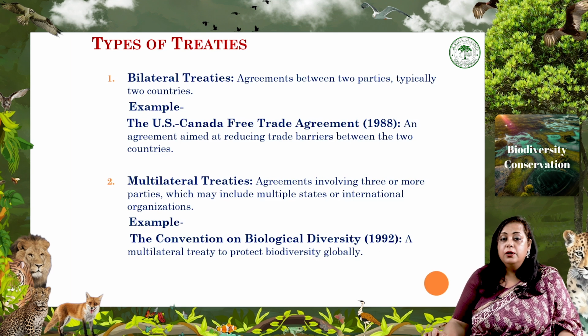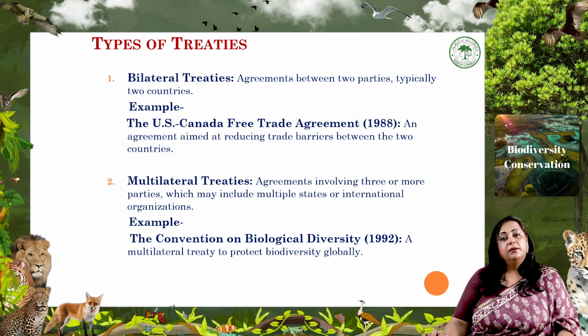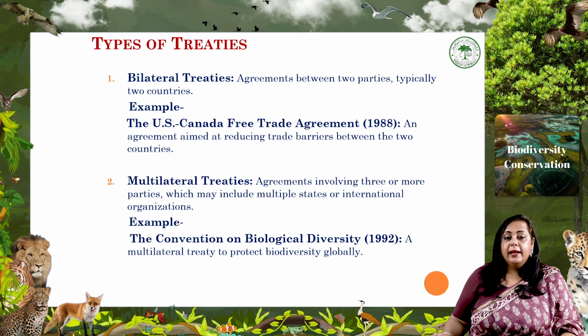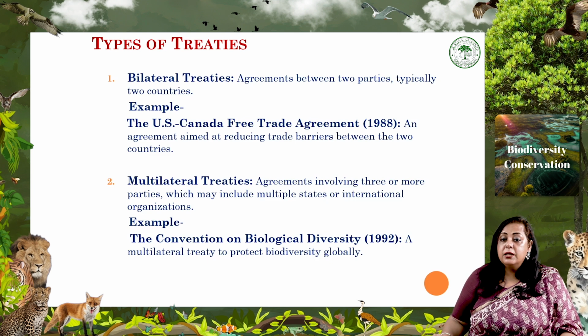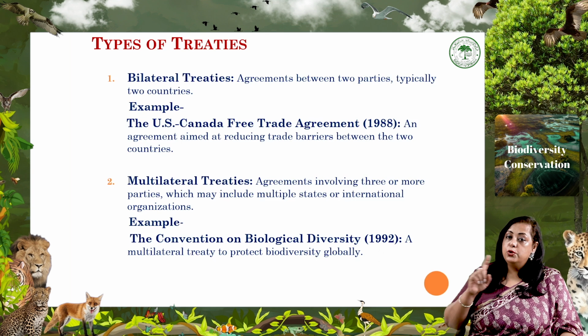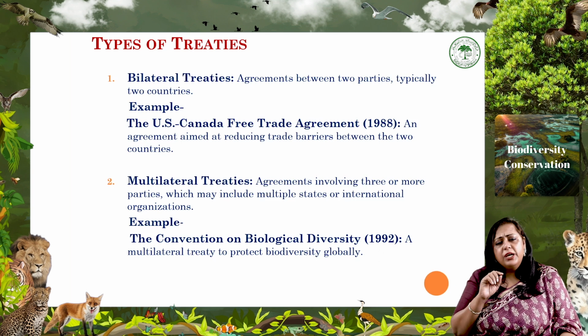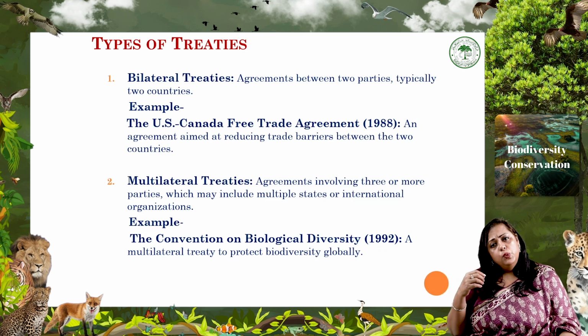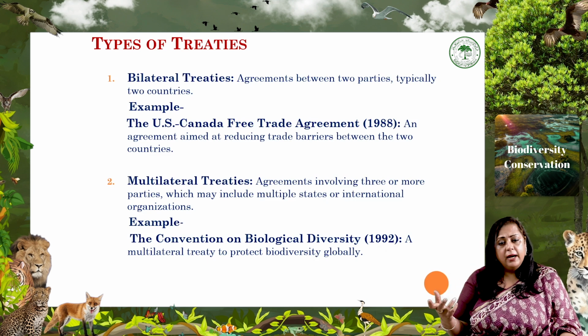For example, the US-Canada Free Trade Agreement in 1988, an agreement aimed at reducing trade barriers between the two countries, the US and Canada. Like this, we have many treaties between countries, within countries, and between many countries.